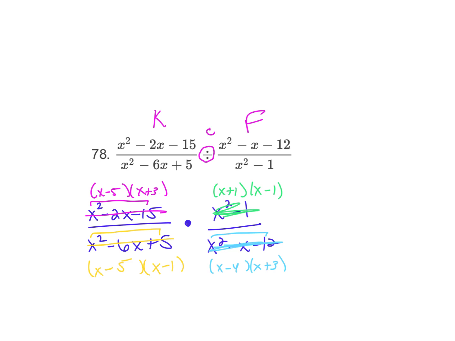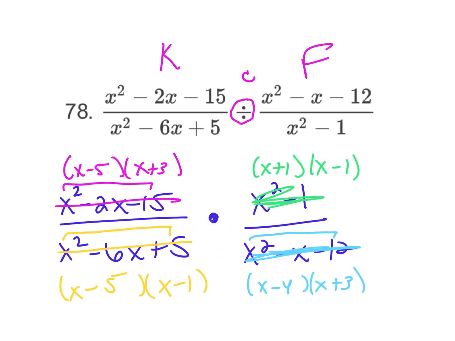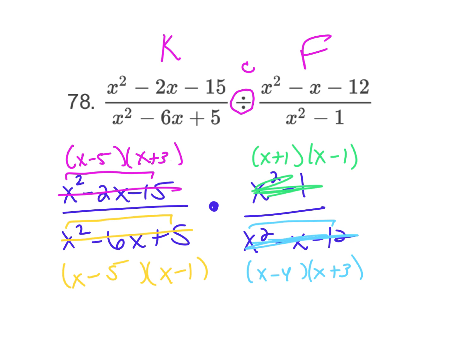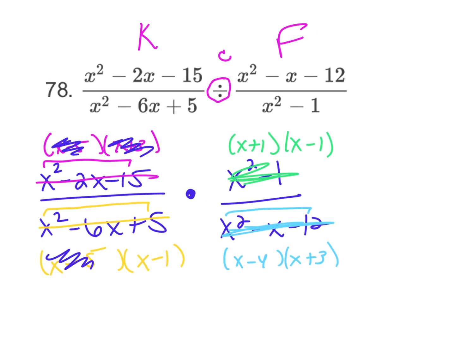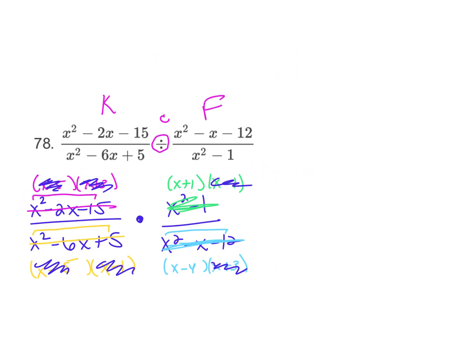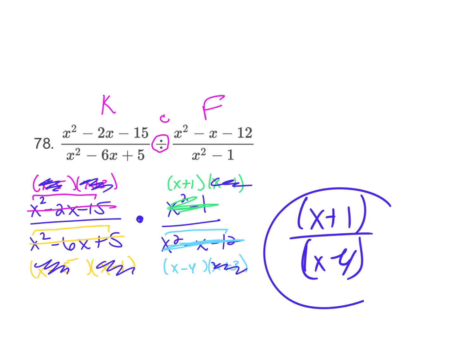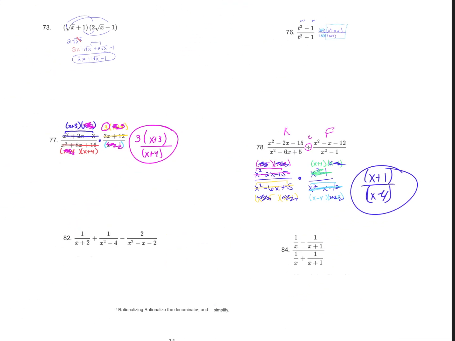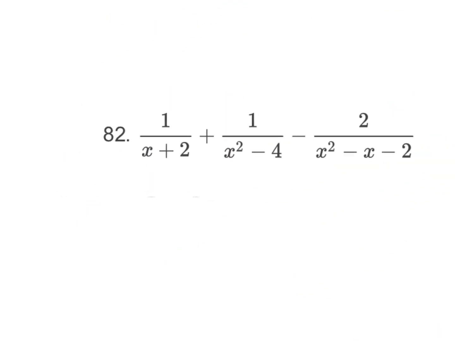We've factored fully all numerators and denominators, and now we cross out what is exactly the same on the top and the bottom. So I have an x minus 5 here and an x minus 5 here. I have an x plus 3 and an x plus 3. I have an x minus 1 and an x minus 1. So what are we left with? We're just left with x plus 1 in the numerator and x minus 4 in the denominator. And that's it. It's a fun little problem. I love this. All right, 3 more to go.